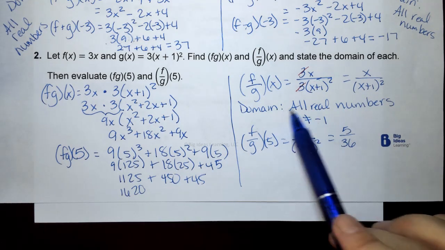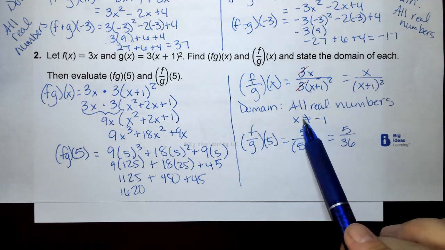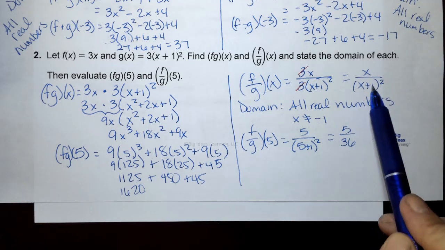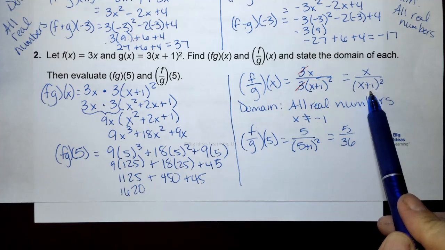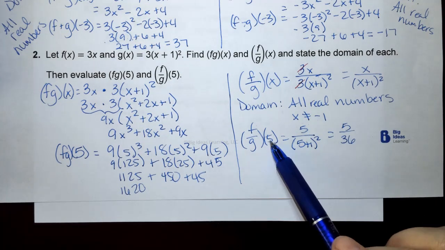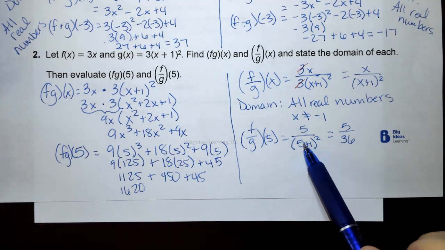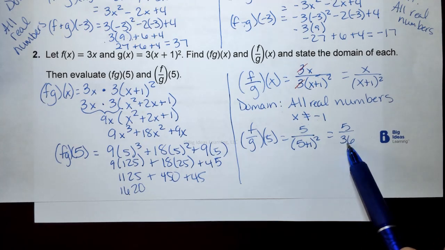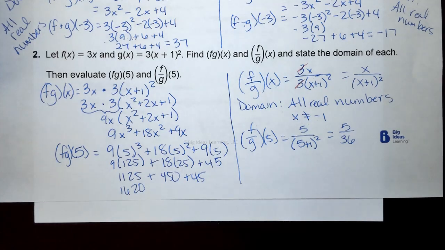Anyways, moving on. So the domain would be all real numbers, except we would get an asymptote at -1 because -1 plus 1 is 0, and we can't divide by 0. So all real numbers except -1. And if you plugged in 5, you would get 5 over 5 plus 1, which is 6. 6 squared is 36. So hopefully you gave those a try, and hopefully you feel good about those.